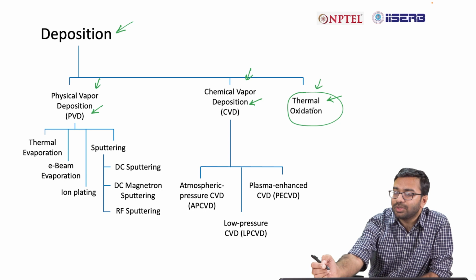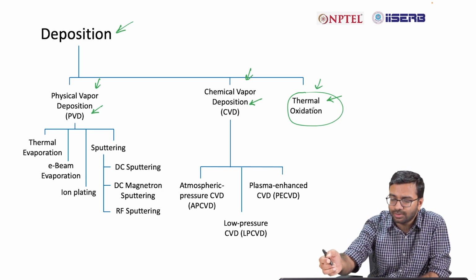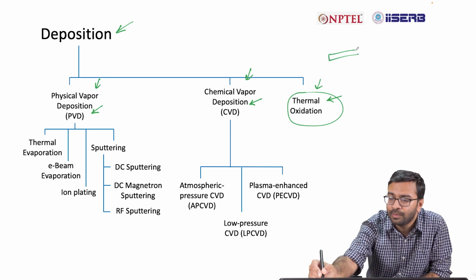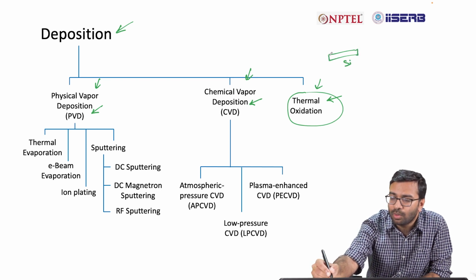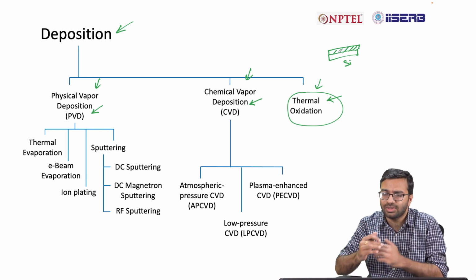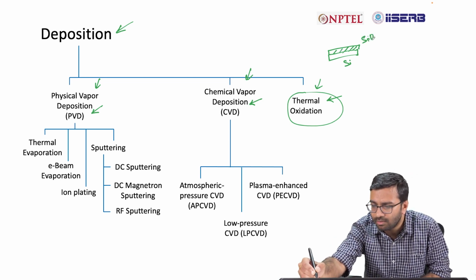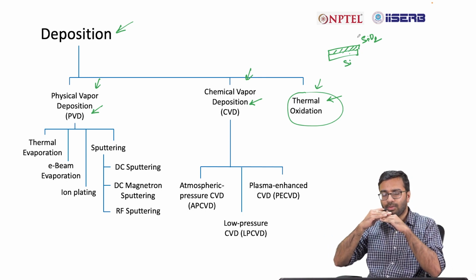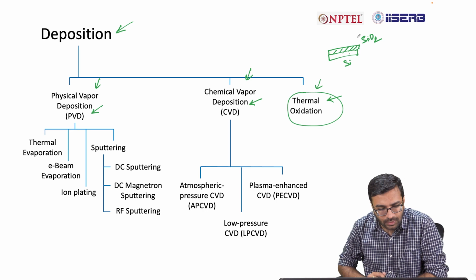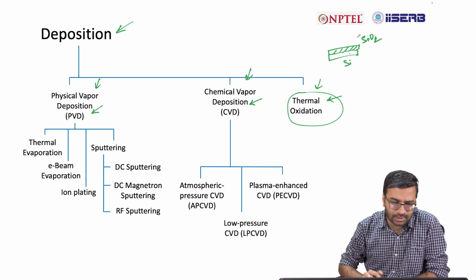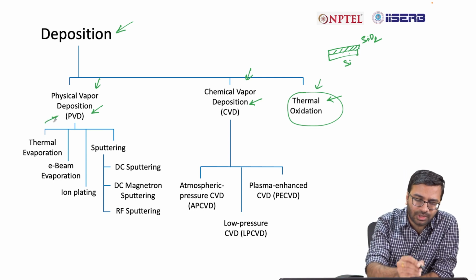So just to briefly mention, thermal oxidation is a process through which you can develop, say, an oxide on top of a material. For example, if you have silicon and you want to grow silicon dioxide on top of it, you can use the thermal oxidation process, where the silicon will be oxidized and the SiO2 layer will be grown on top of silicon. So it will grow slowly on top of the substrate. But we will first discuss different physical vapor deposition techniques.